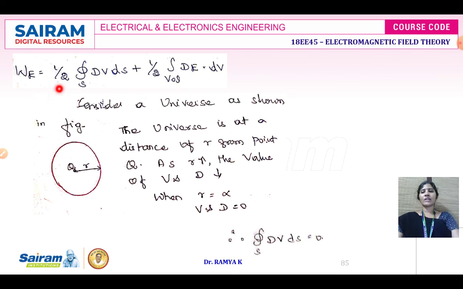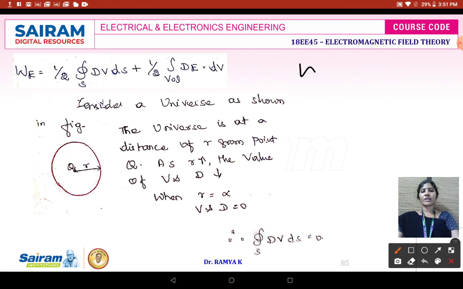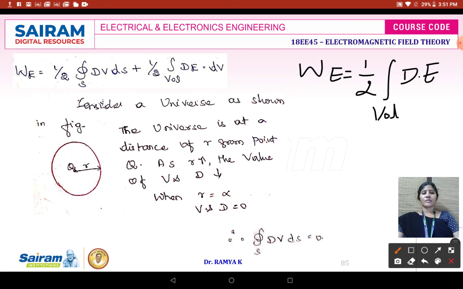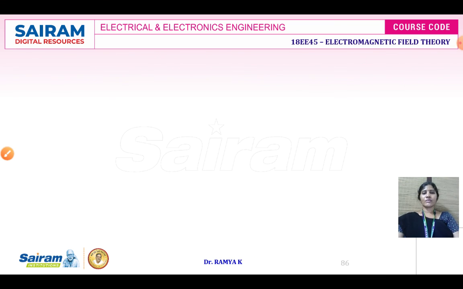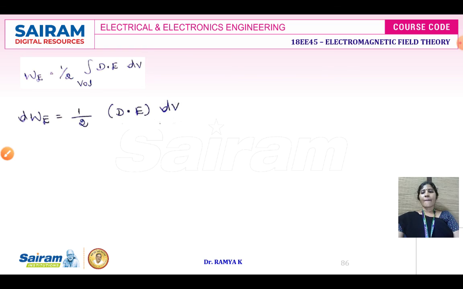Then we'll get only this equation, WE is equal to 1 by 2 integral over the volume of space D into E. To remove this integration, we can differentiate the left hand side. We'll get dWE is equal to 1 by 2 D dot E dV. So dWE by dV is equal to 1 by 2 D dot E.